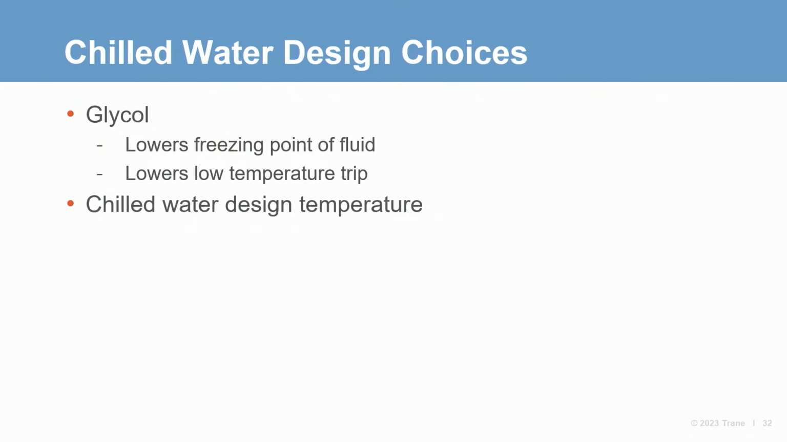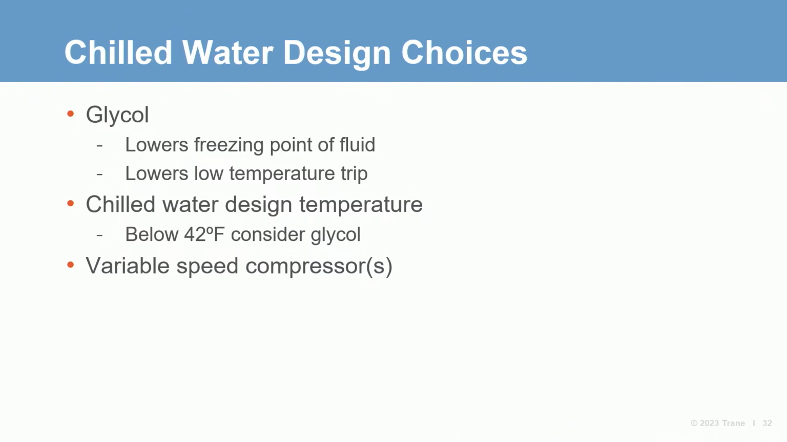The warmer the chilled water design temperature is, the further the controls are from the low temperature tripping point. Also consider that modular chiller manufacturers may recommend or require glycol in the evaporator loop when leaving fluid temperatures may be below 42 degrees. The intent here is again to protect the braze plate heat exchanger from freezing. A variable speed compressor can help with turn down, temperature control, and reduced cycling. This could be applied to 1 or more compressors.